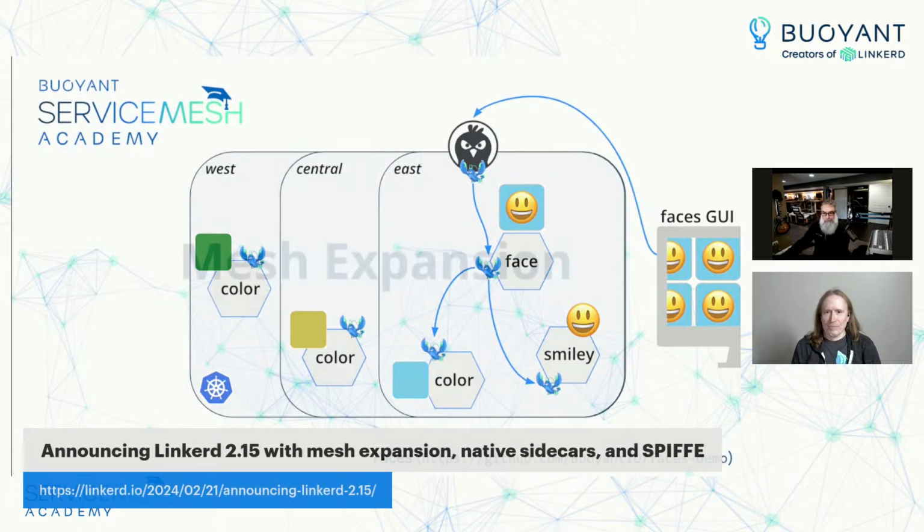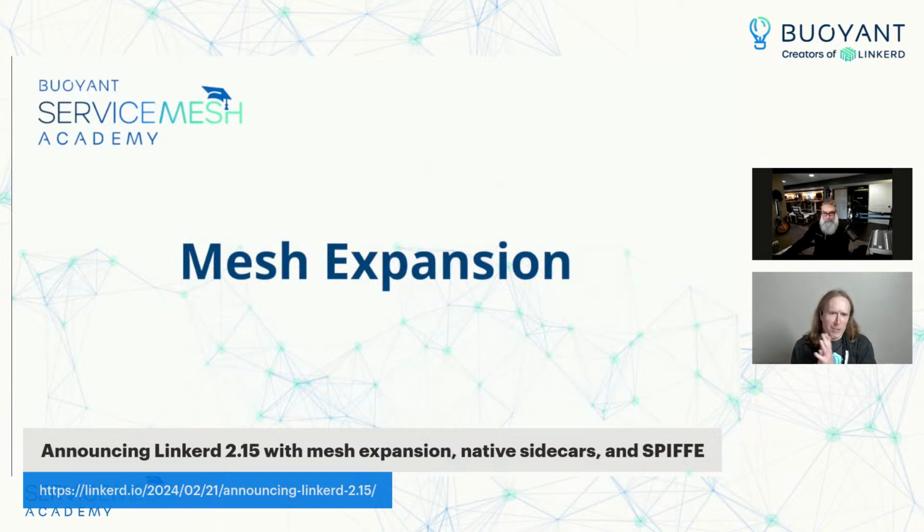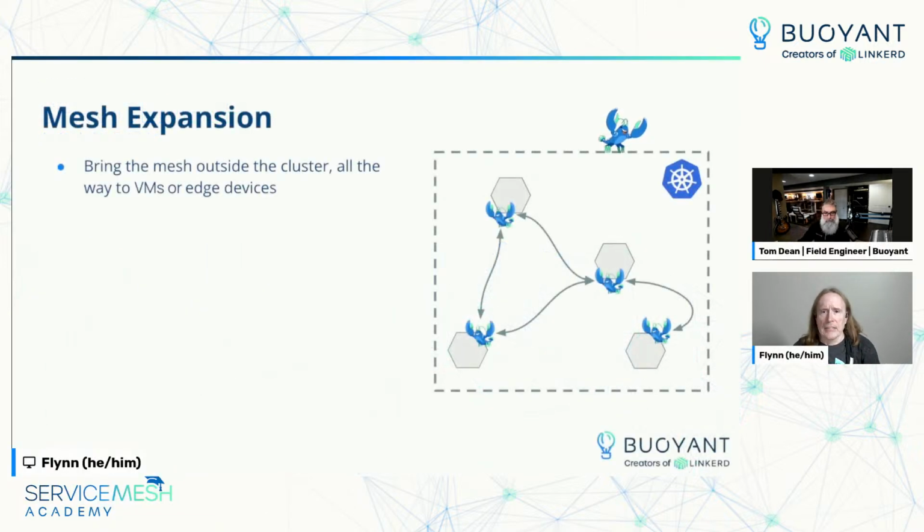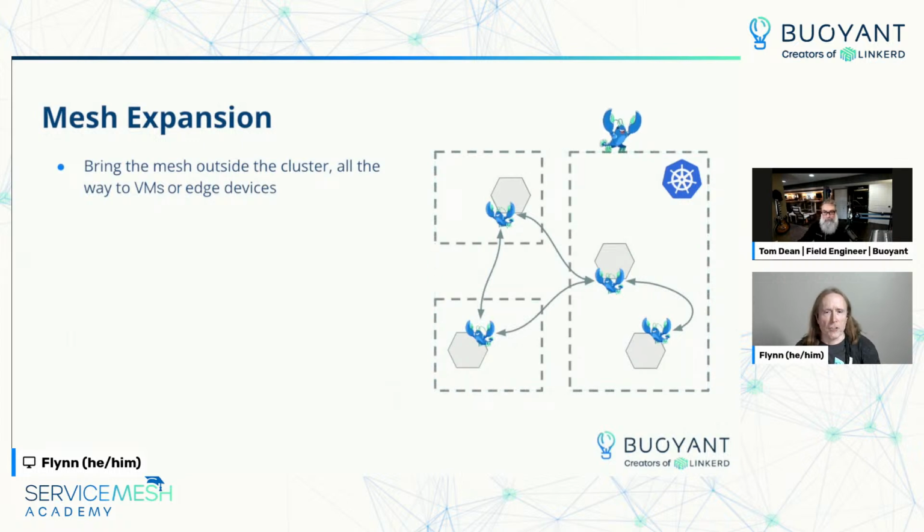All right. Mesh expansion. We've talked about mesh expansion before in a Service Mesh Academy. The big difference here is just that we're going to be showing it using Enterprise 2.15.2 rather than one of the edges. So I'm going to go through this one a little bit quickly. The idea behind mesh expansion here is that you get to bring the mesh out of your cluster and onto workloads that are running on just plain old Linux machines.